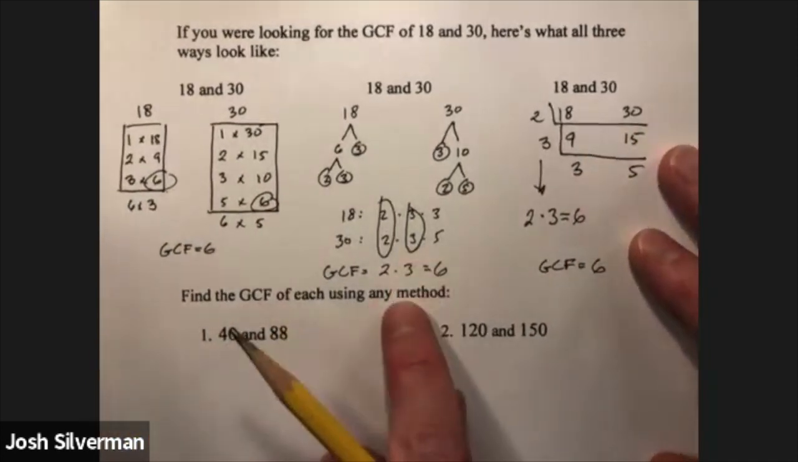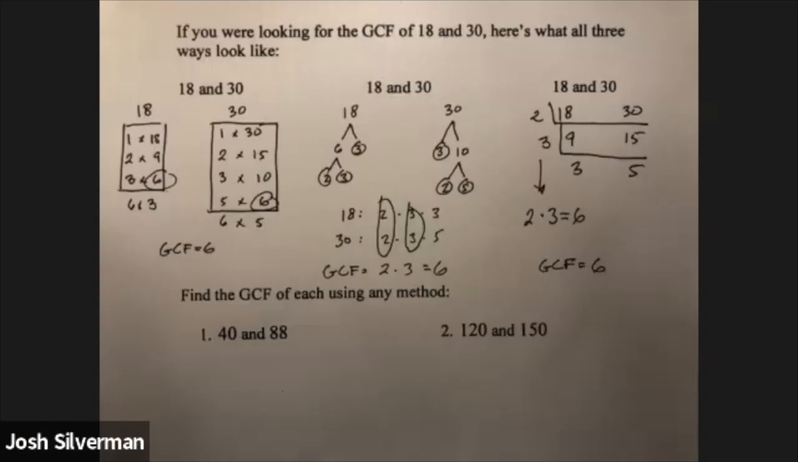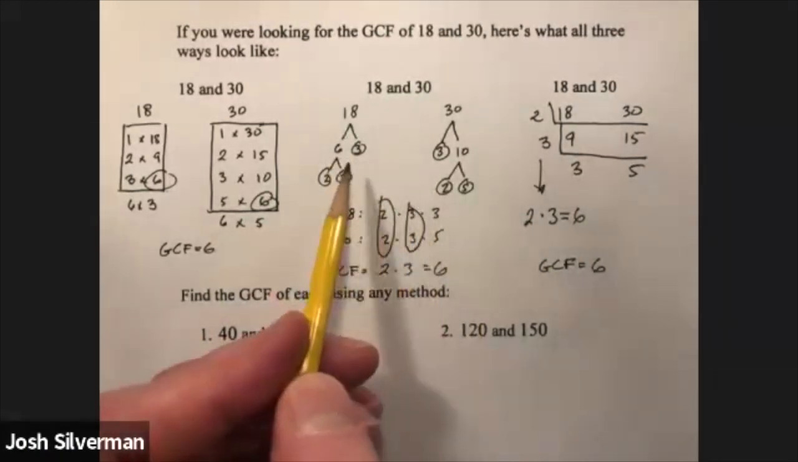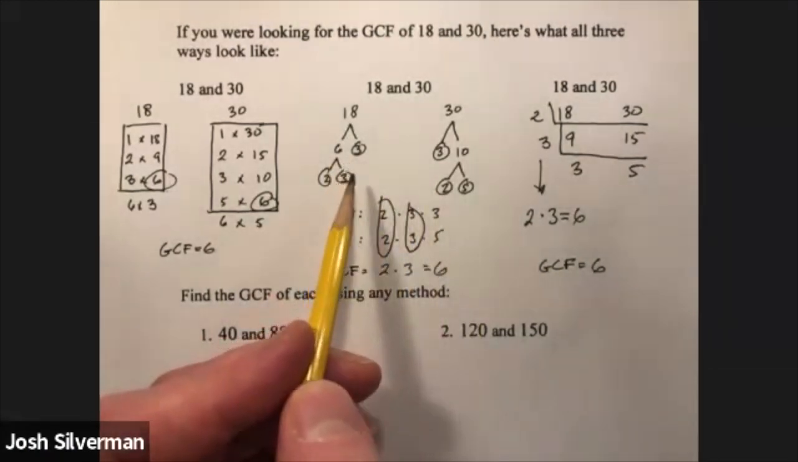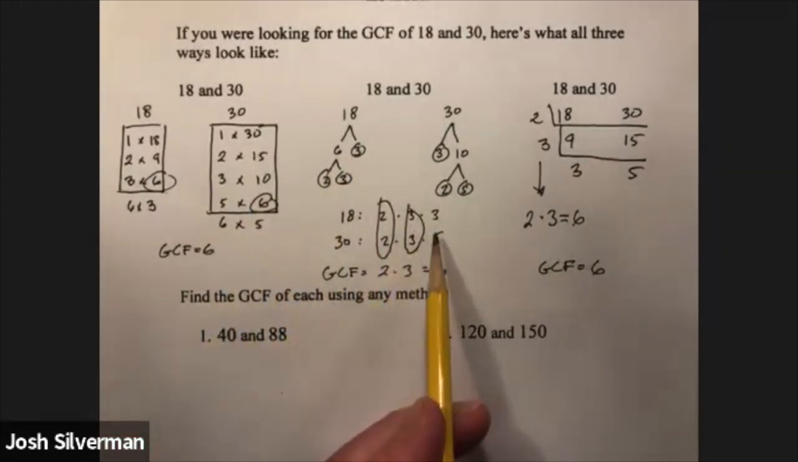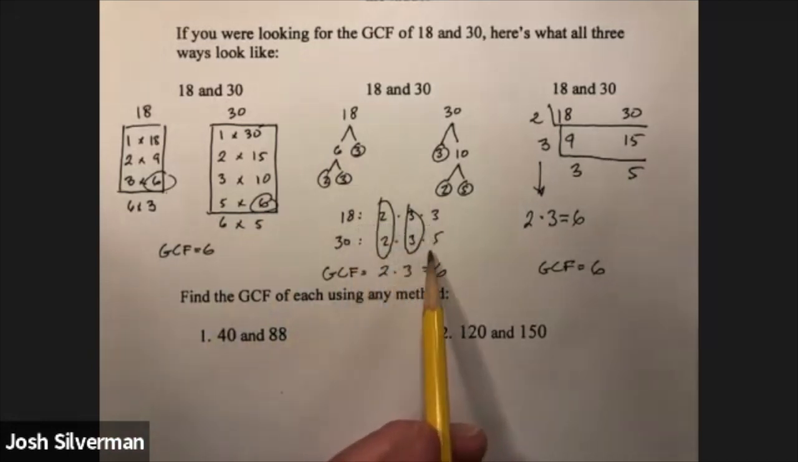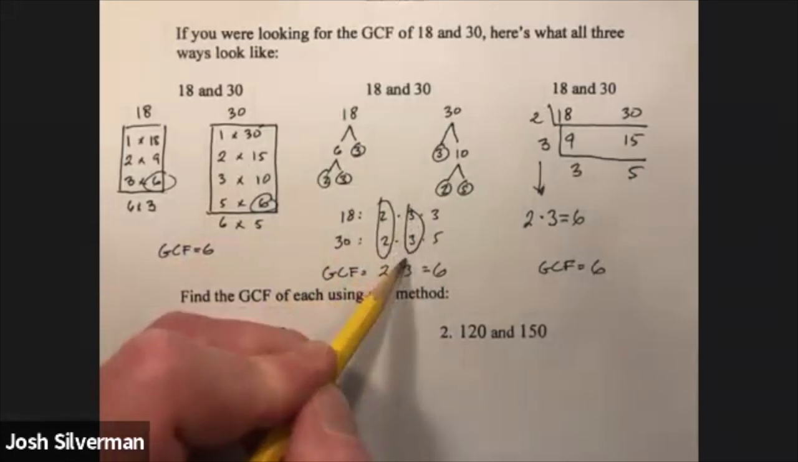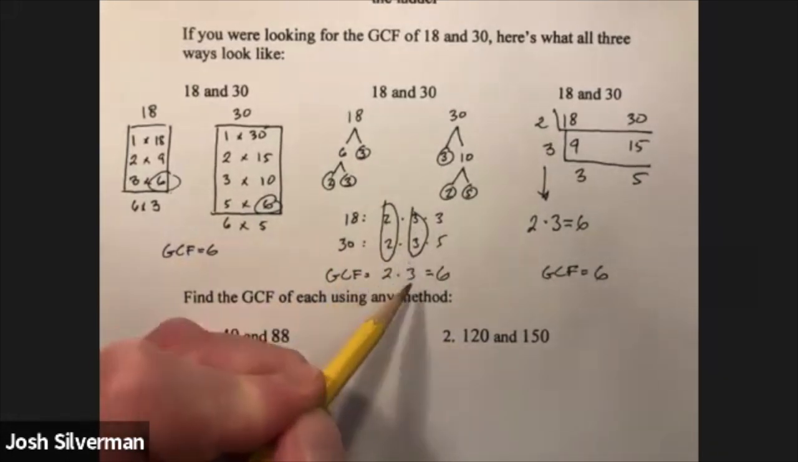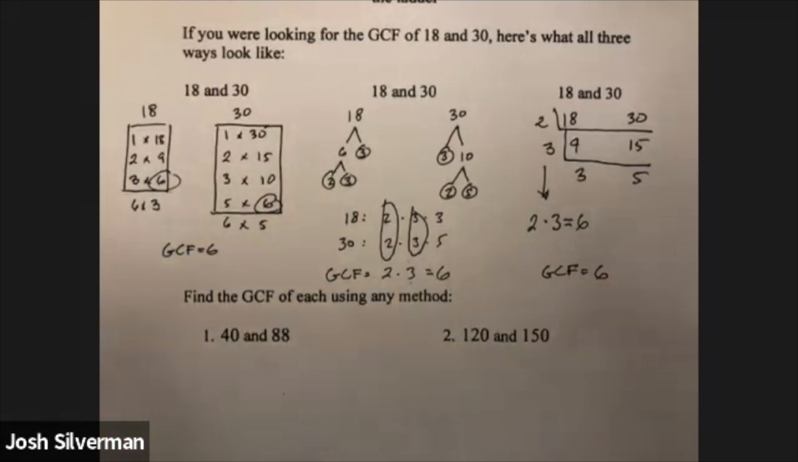Now, this middle method, for a while, when I first started teaching math, this is what I taught. You break the two numbers into their prime factorization using a factor tree. 18 is 2 times 3 times 3. 30 is 2 times 3 times 5. You look at the matching factor pairs. Well, they match with a 2, they match with a 3, so the GCF was 6. That's how I used to teach it.